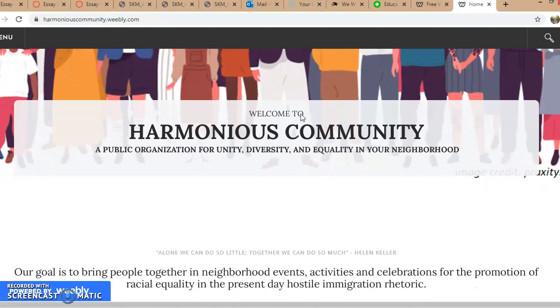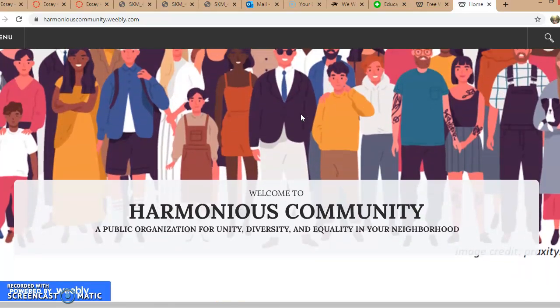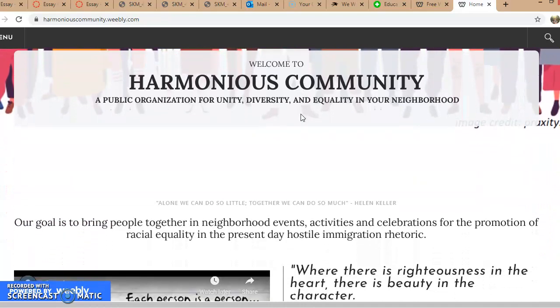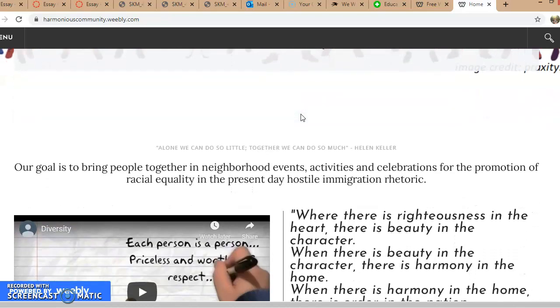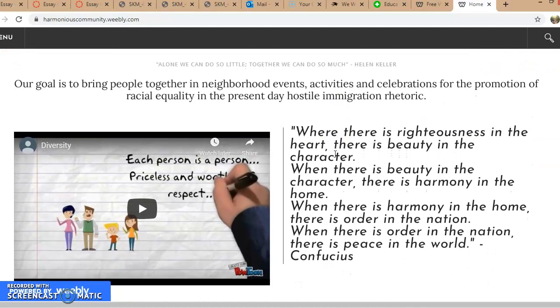The welcome page is quite inviting, right? It's colorful, quite vibrant. You know what this community is about, what this organization is about right away. She's got some nice quotes here from various writers. These aren't necessarily her citations from outside sources. These are just quotes from people who have spoken on harmony, on unity, on diversity.